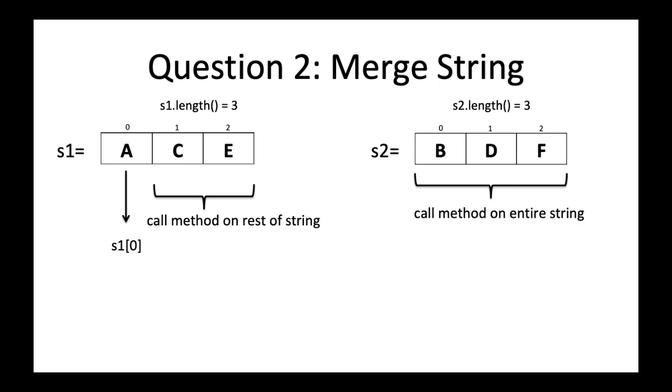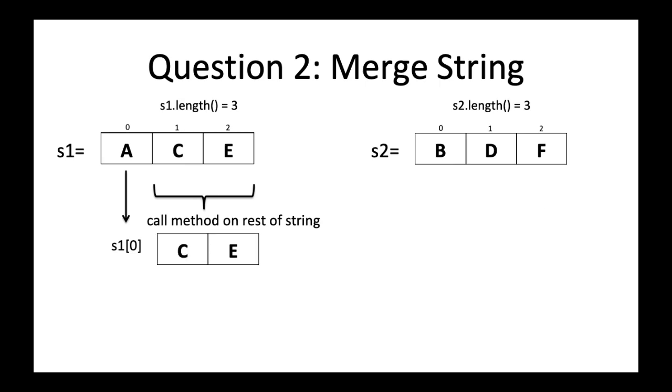The first character of the remainder of S1 is compared to the first character of S2. Since B comes before C, it will be taken, and the method will be called on the remainder of the second string. This will continue until all characters are compared, meaning once the lengths of one or both strings become 0. This is what sets our anchor case.